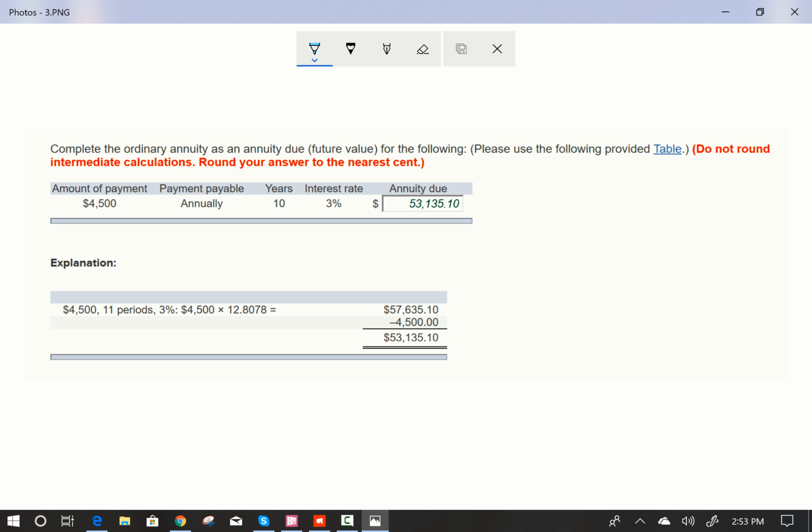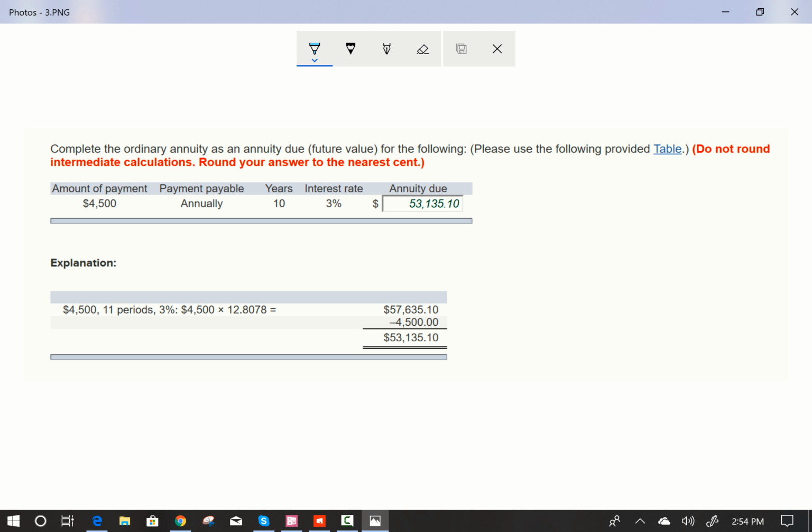They found on that same future value chart, 11 periods and 3%, and that corresponding factor is 12.8078. Multiply that times 4,500, and this gives you a value of $57,635.10, and that is not the answer.